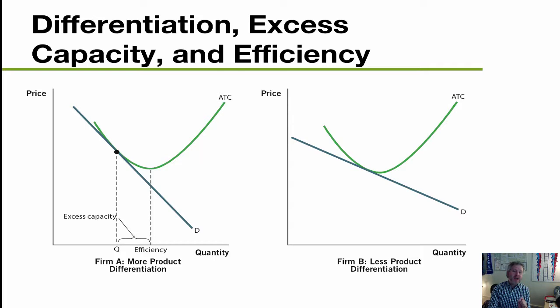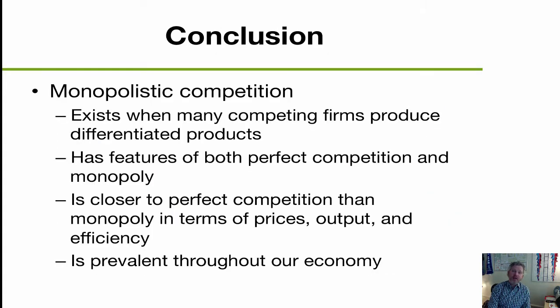For the less product differentiated firm, notice that the demand curve is more elastic because it's less differentiated. People consider more things substitutes. People will switch between different products more easily. That's what less differentiation means here. So the demand curve is twisted around or spun around the average total cost curve, getting us closer to efficiency, meaning that there'll be less excess capacity in firms that are in this kind of market.